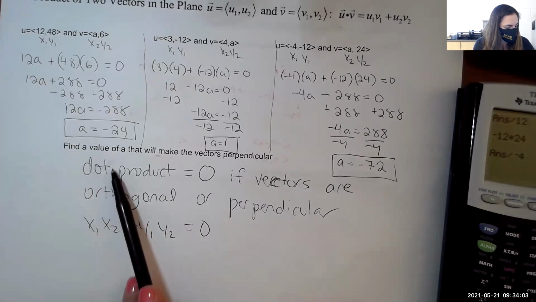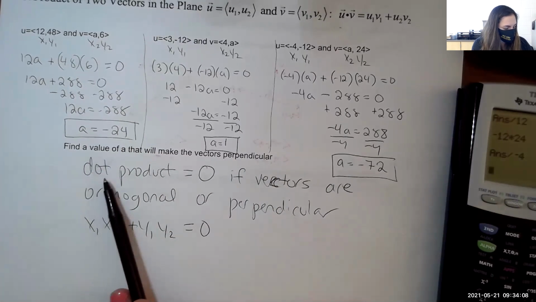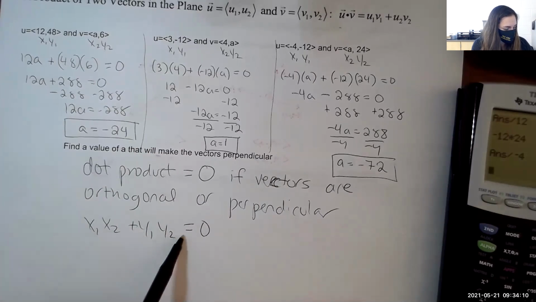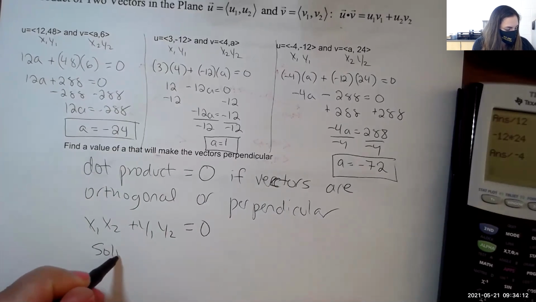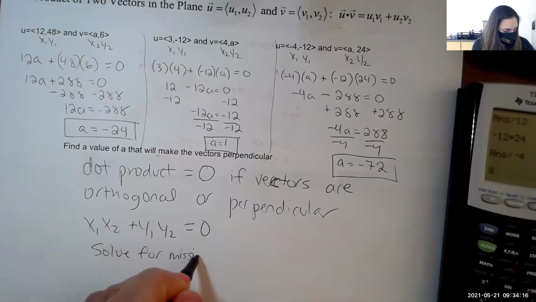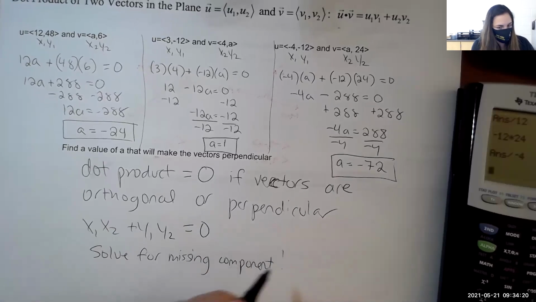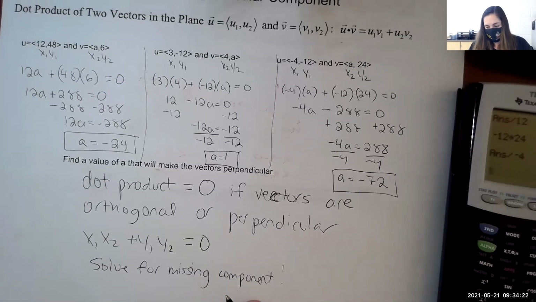So again, to find a value of A that's going to make the vectors perpendicular, we have to set our dot product equal to 0 and solve for the missing component. Okay. Any questions at this point?